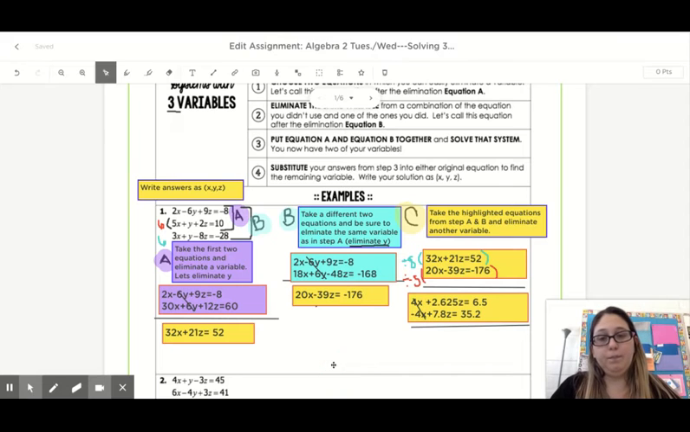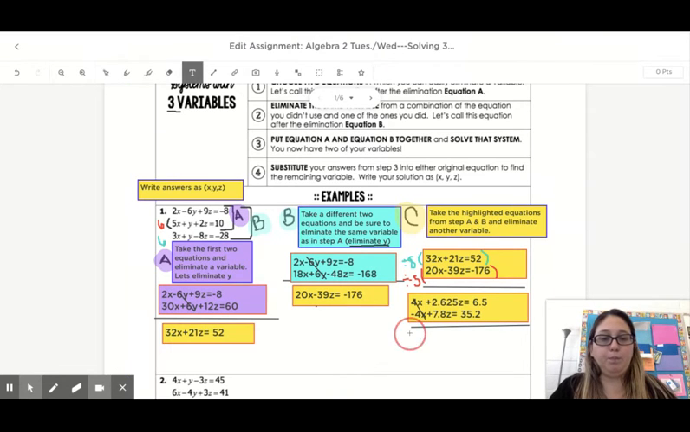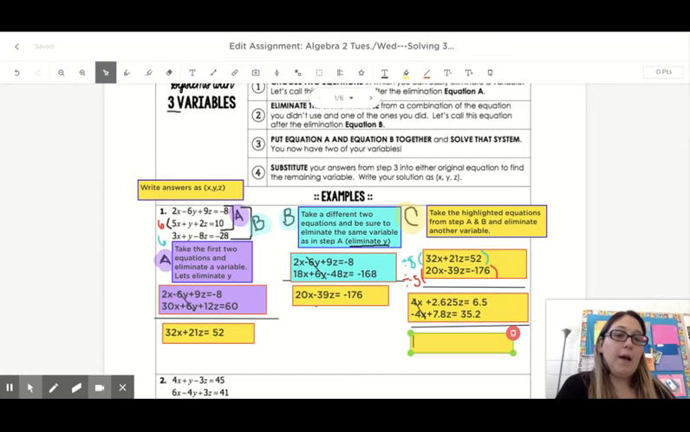Okay, and now I can combine down. And so I have 2.625z plus 7.8z. That gives me a 10.425z. Okay? And then that equals, we have a 6.5 positive plus a 35.2 positive. That gives me 41.7. I'm going to divide both sides by that 10.425.